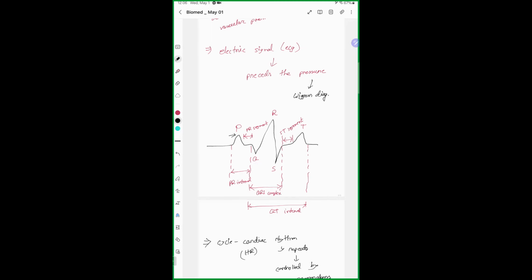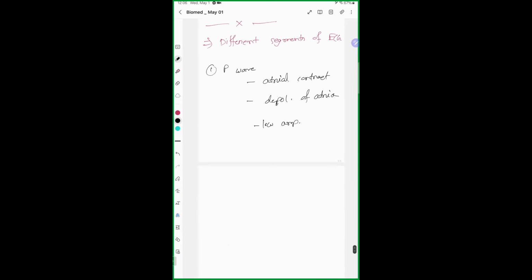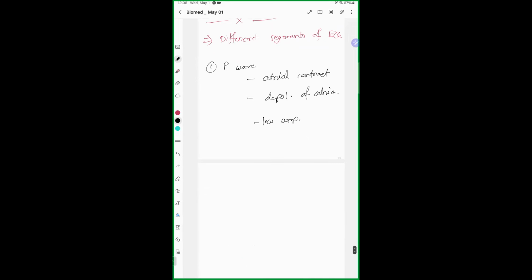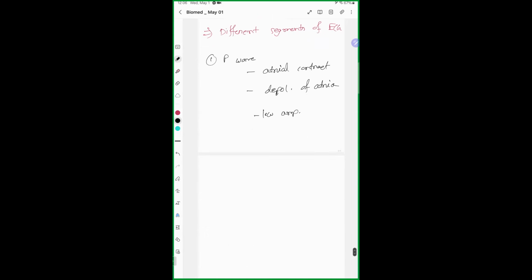And later when you see the signal processing, one of the things that we can do is to identify the amplitude of the different segments. Through the different amplitude, we can identify which portion is the P segment, which is the R segment, which is the Q segment, things like this. So the P wave has a comparatively low amplitude, and it lasts for around 60 to 80 milliseconds.